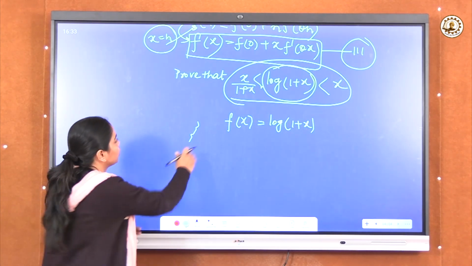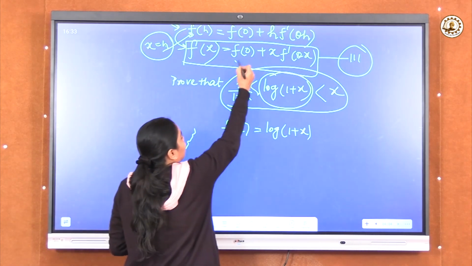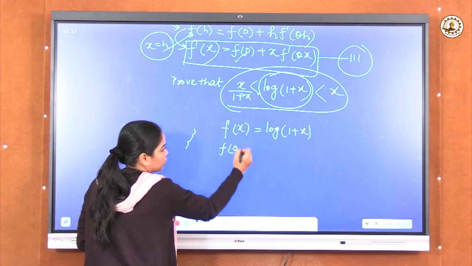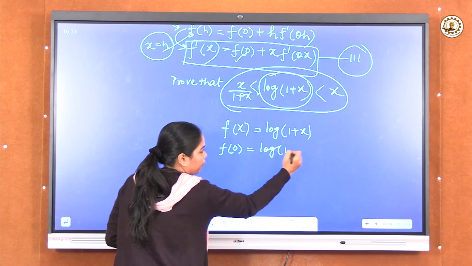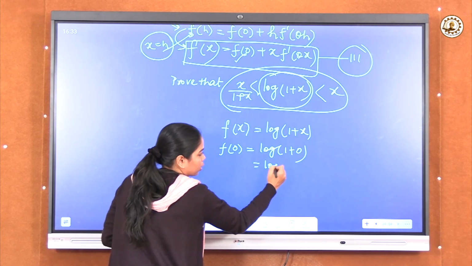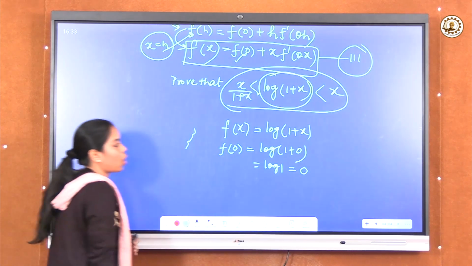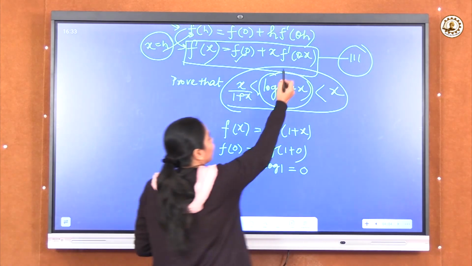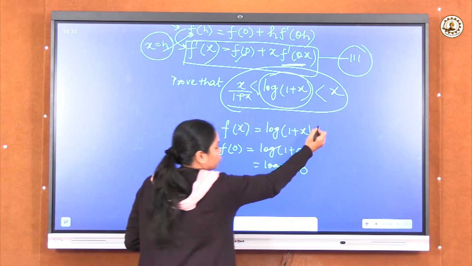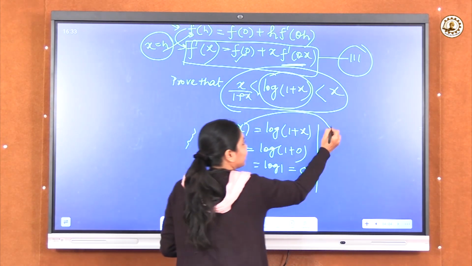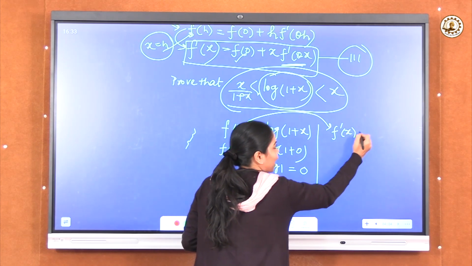Okay, now first we will find what is f of 0. F of 0 is log of 1 plus 0, that is log 1, and we all know log 1 is 0. Next we find f dash theta x. So first we have to find f dash x. What is f dash x?